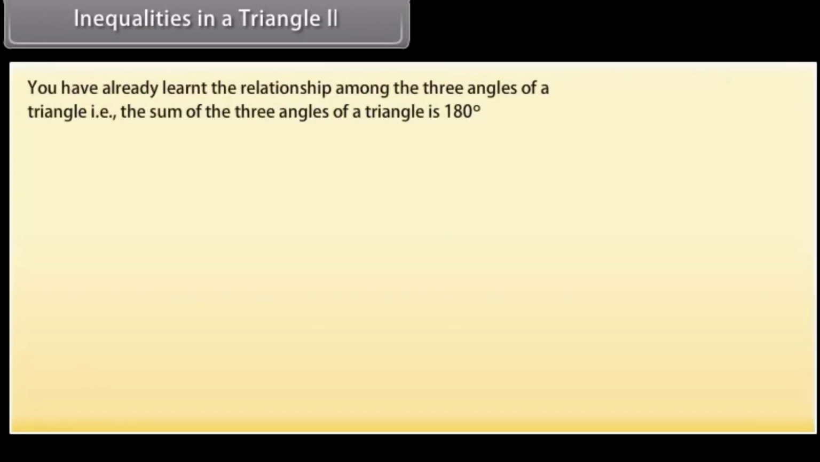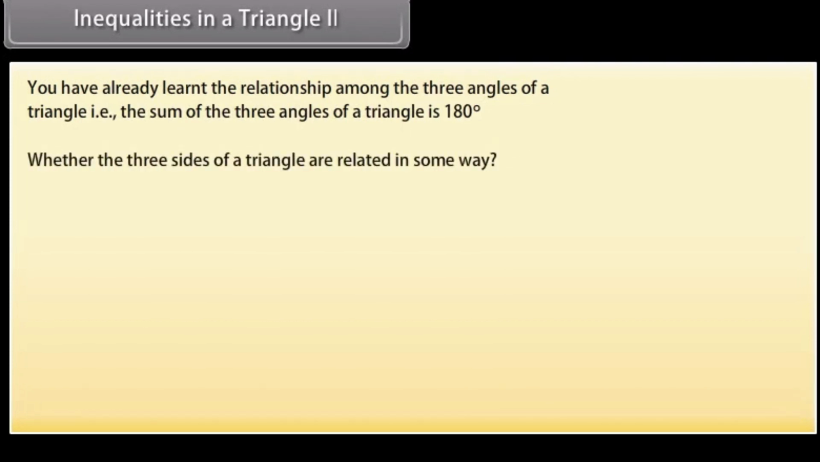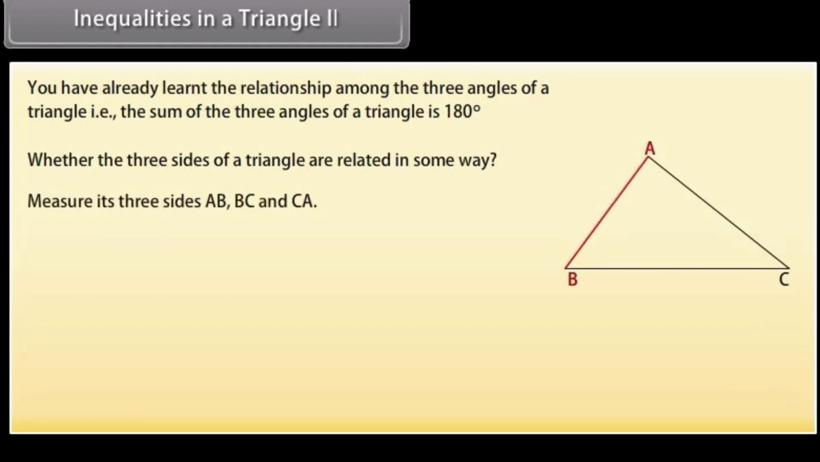Inequalities in a triangle 2. You have already learned the relationship among the three angles of a triangle, that is, the sum of the three angles of a triangle is 180 degrees. We shall now study whether the three sides of a triangle are related in some way. Draw a triangle ABC. Measure its three sides AB, BC and CA.